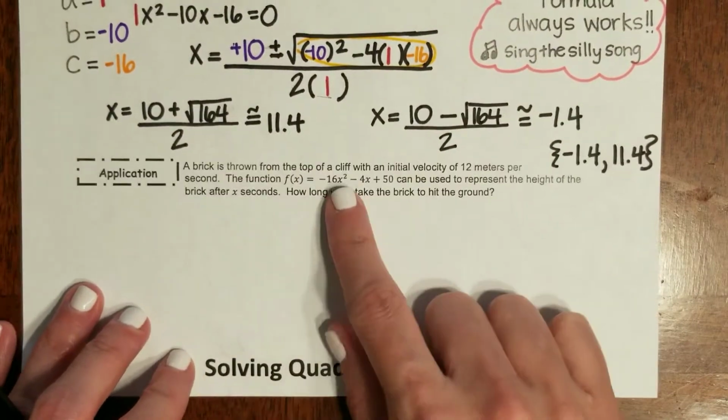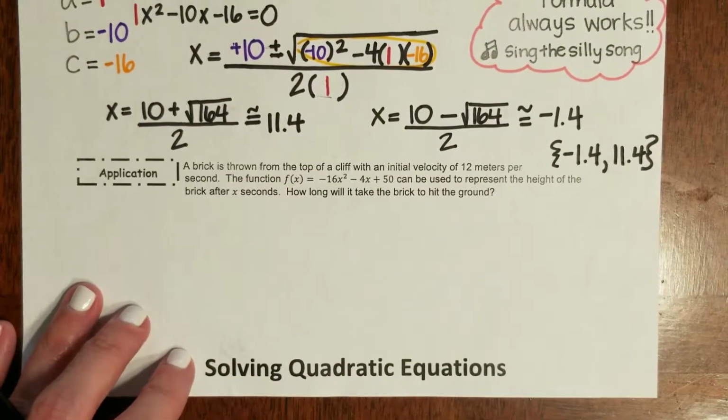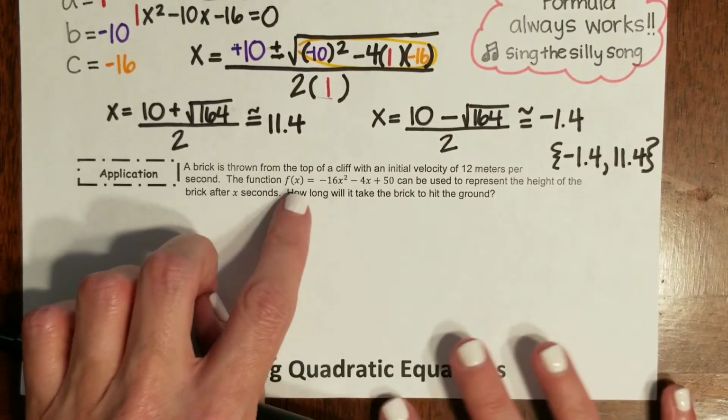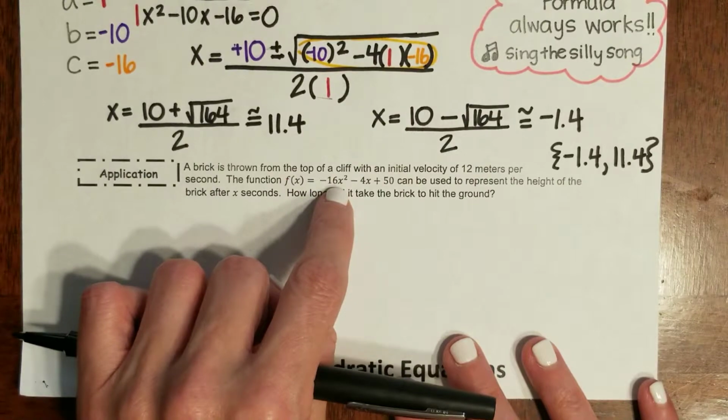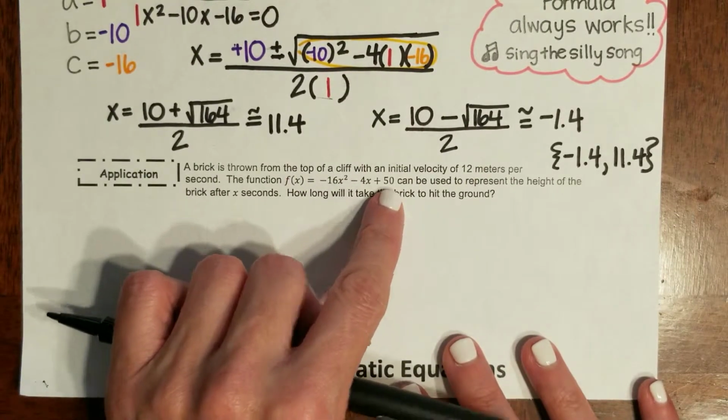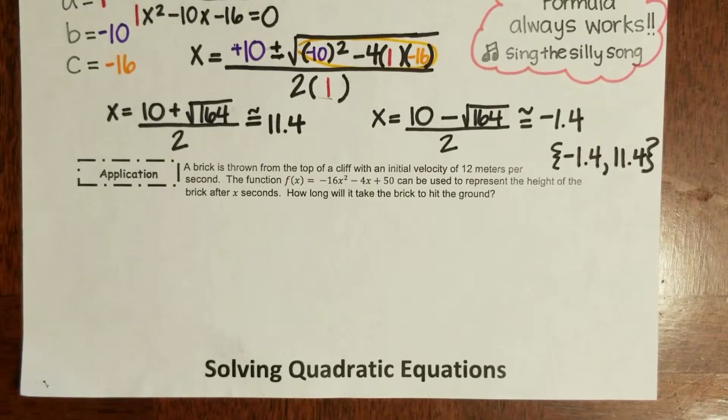It says a brick is thrown from the top of a cliff with an initial velocity of 12 meters per second. The function f of x is equal to the opposite of 16 times the value of x squared minus 4 times the value of x plus 50 can be used to represent the height of the brick after x seconds. How long will it take the brick to hit the ground?